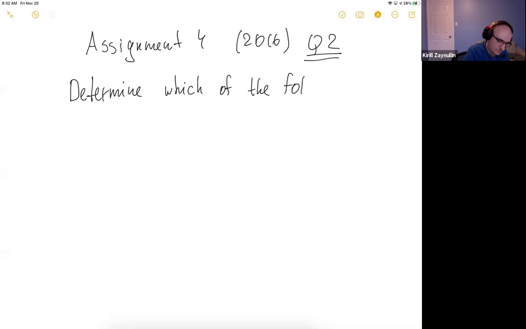The following functions are multilinear.